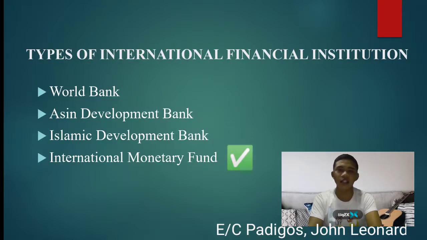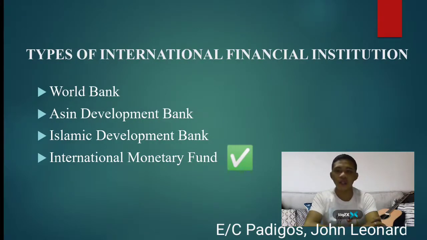The last international financial institution is the International Monetary Fund. This type is to ensure the stability of the international monetary system. It does so in three ways: keeping track of the global economy and the economies of the member countries, lending to countries in difficulties, and giving practical help to members.